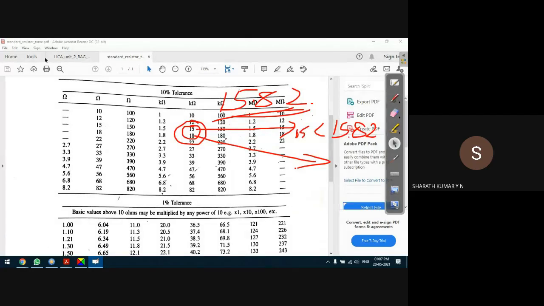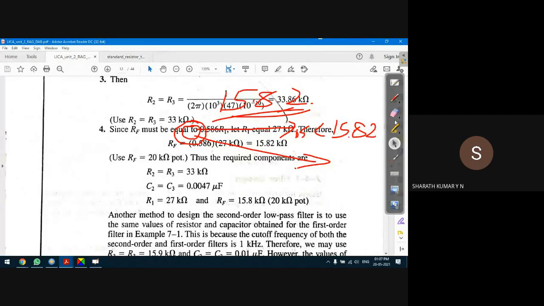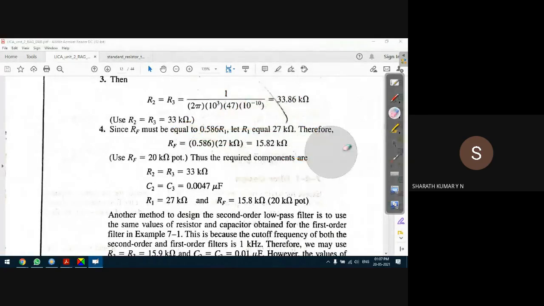Then in these cases, we can go for a potentiometer, because using a potentiometer, we can achieve this condition, approximately 0.586 times R1. So select a potentiometer for RF. The potentiometer should always be greater than this value. It is 20 kilo ohm, because 20 kilo ohm is a standard potentiometer value.